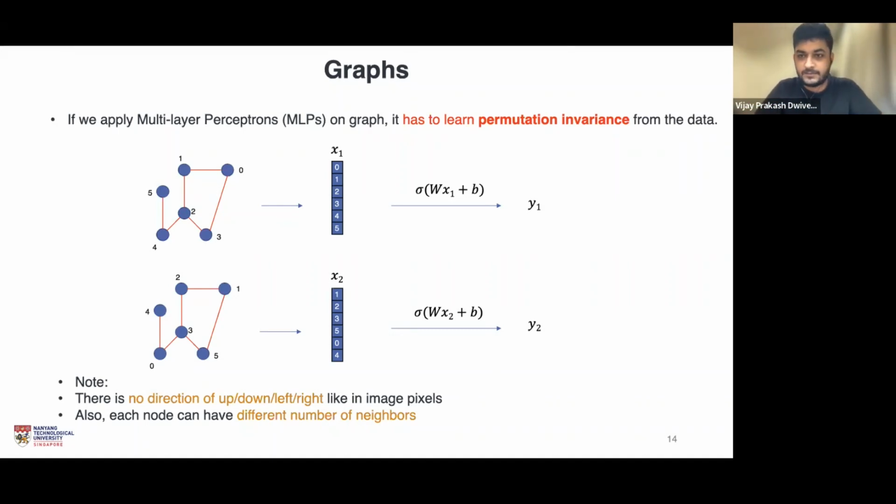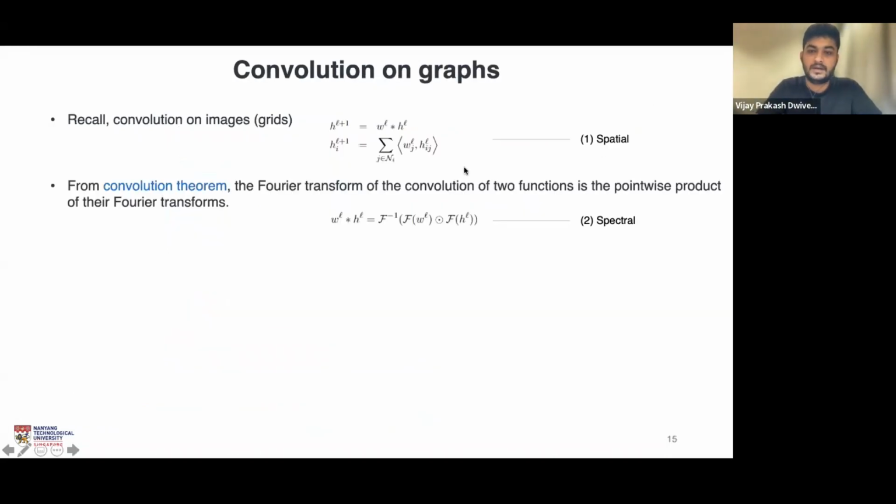But in case of graphs, each node has a different number of neighbors. So note that these are the two key differences from grids to graphs. Now, if we try to focus on the convolution that was done in the graphs, this operator defines the convolution on images and grids that was done in the previous slides. This is defined in the spatial domain.